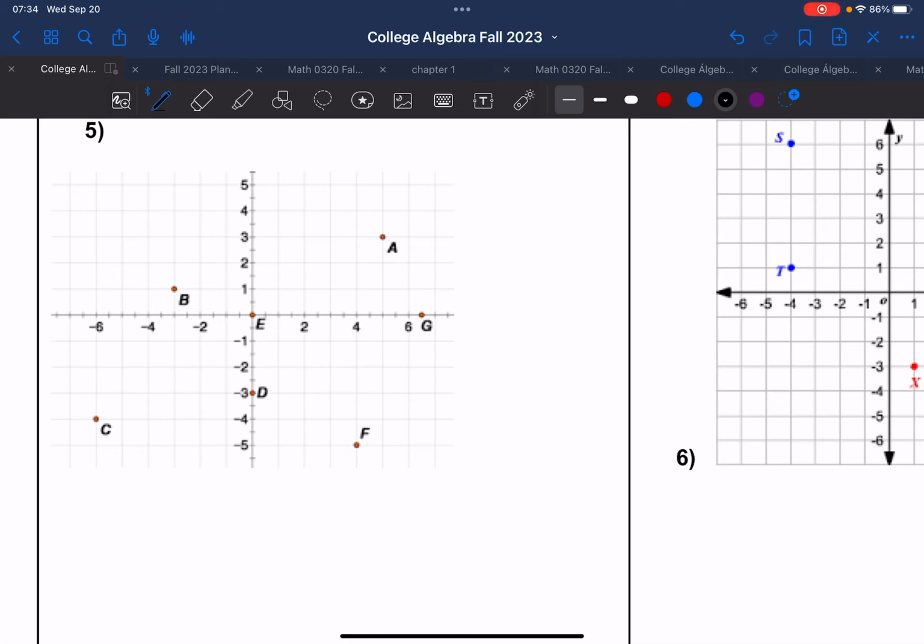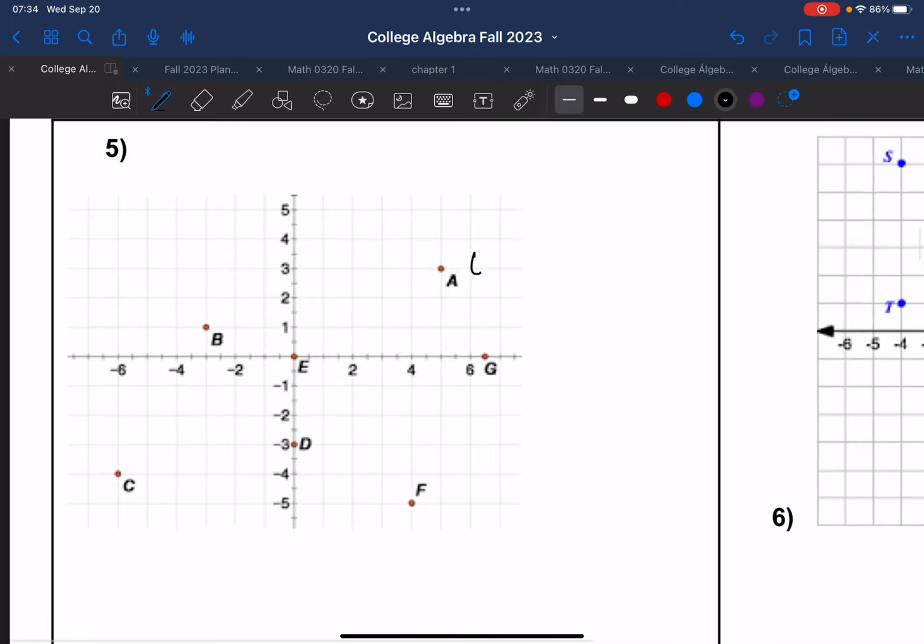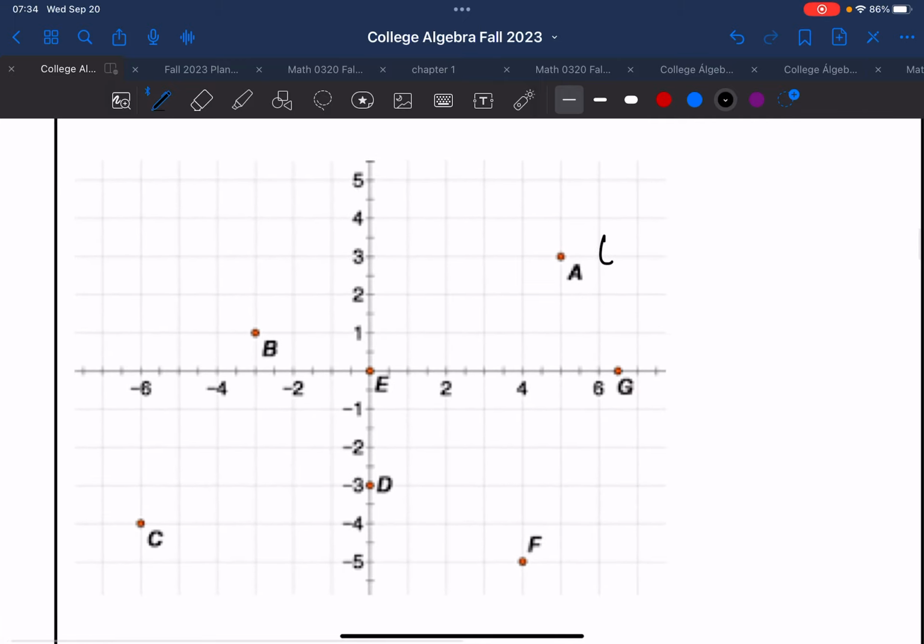So starting with A, what is that point? Okay, let me zoom it in for those who don't have that. Good, 5, comma, 3. Okay, what about B? Good, negative 3, 1. C? Good, does everyone see how we're getting these points? D? Good, 0, negative 3. What about E?